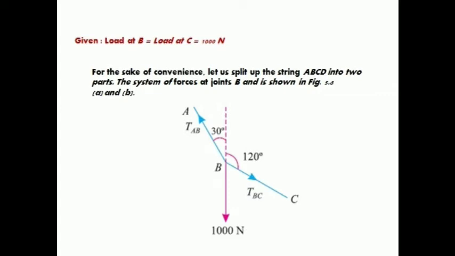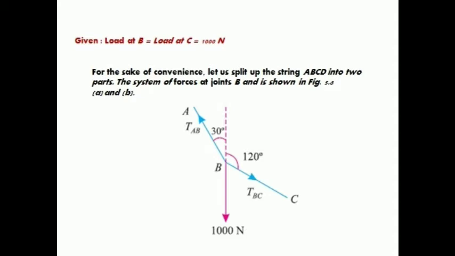Now, for convenience, we split the string ABC into two parts. The system of forces at point B is shown in the figure. Here the tension in AB and the tension in BC can be found by Lami's theorem. First of all, we find the angles between the three forces acting at point B, and then apply Lami's theorem at point B.